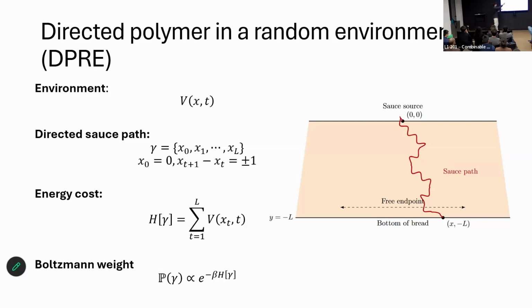The path that it takes is parameterized by x naught, x1, up to xL. Another condition that we're going to enforce is that we start at the origin, so x naught is at 0. And at every subsequent point in time, meaning as we go down, it's either going to move to the right one step or to the left one step. That's what that second condition is saying.